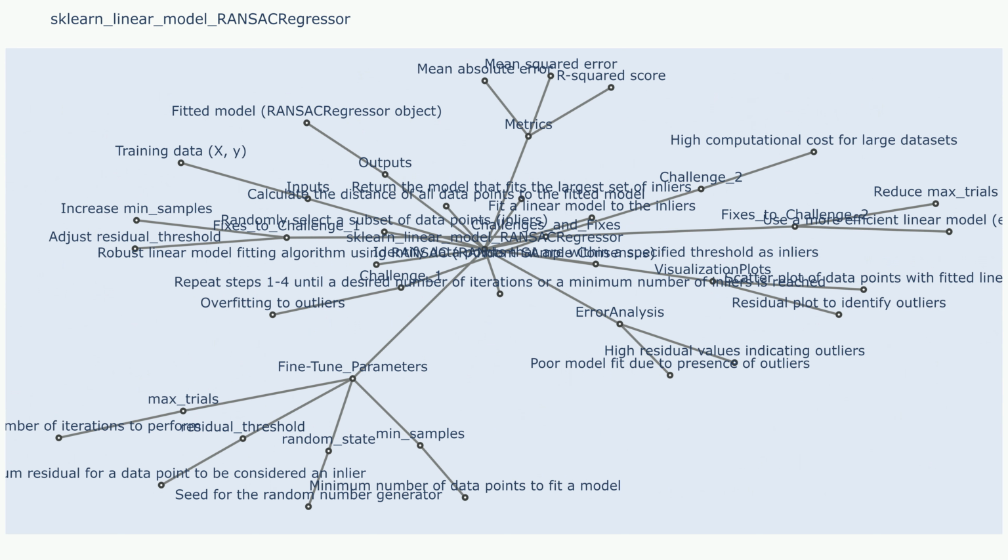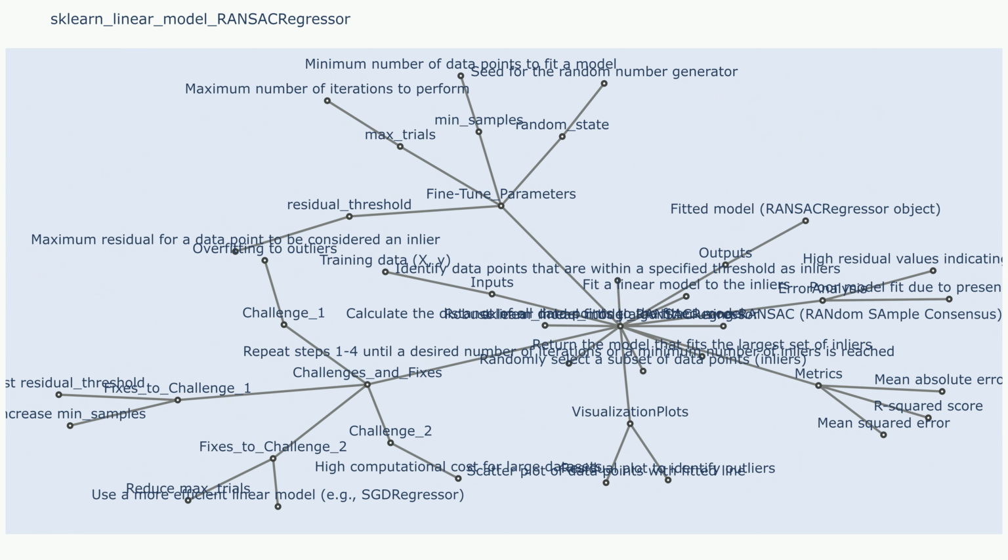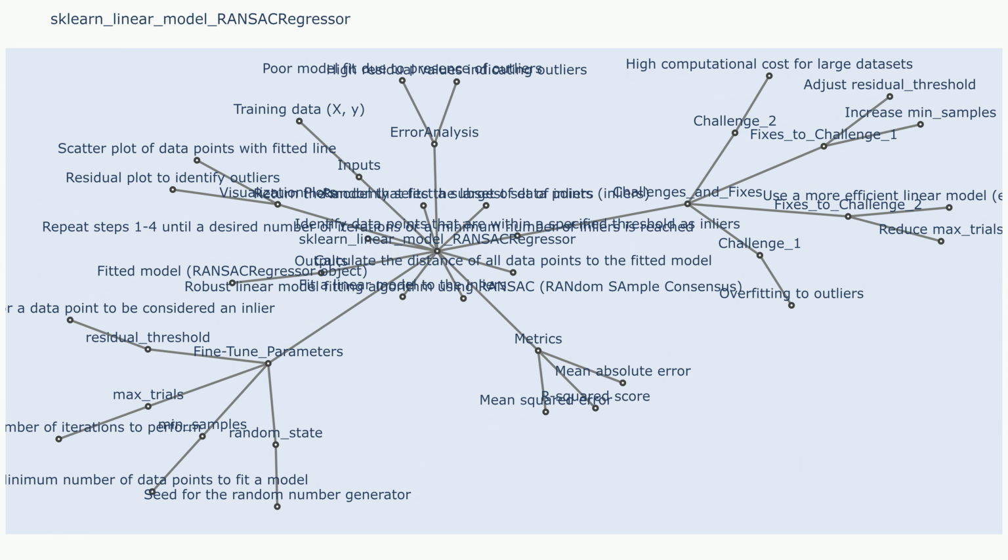Metrics: R2 score, a measure of how well the fitted model explains the variation in the target values. Mean squared error (MSE), a measure of the average squared error between the predicted values and the actual values. Visualization plots: Scatter plot of the data with the fitted regression line. Residual plot, showing the difference between the predicted values and the actual values.